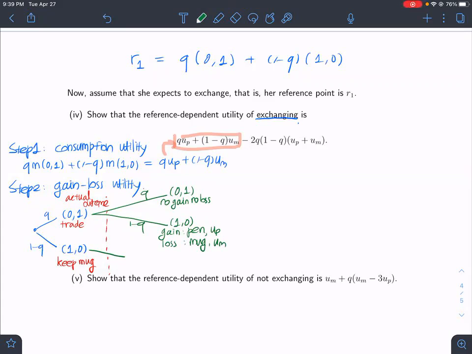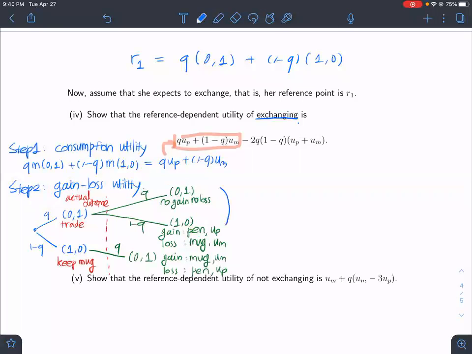So you can see that by probability Q, my expectation, my reference point will be different from the actual outcome, keeping the mug. So what was the outcome? In my mind, I expected to get 1 pen. However, it's not true. So the gain is my mug. My loss is the pen that I expected.